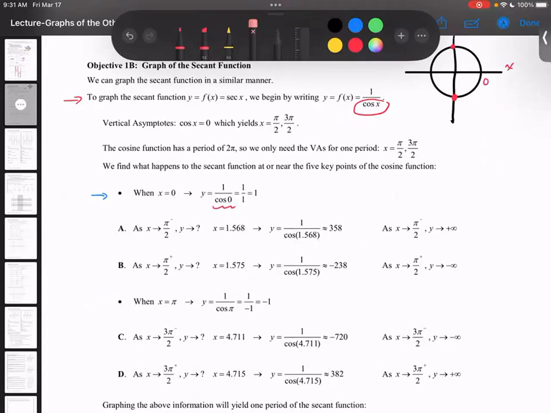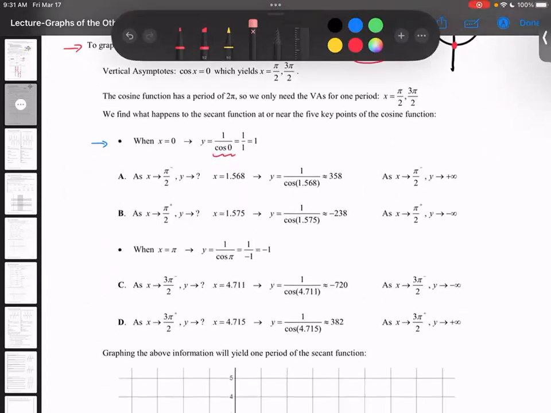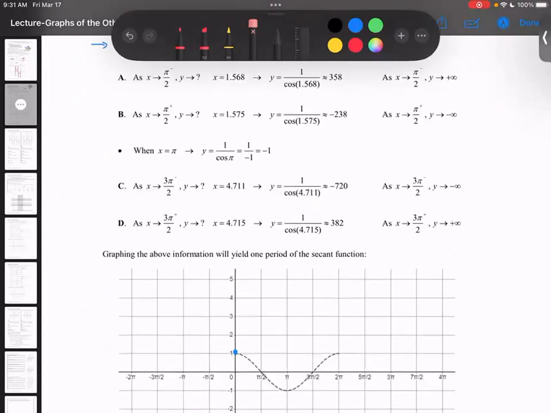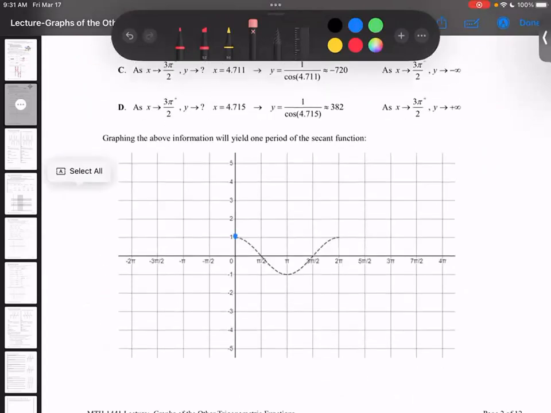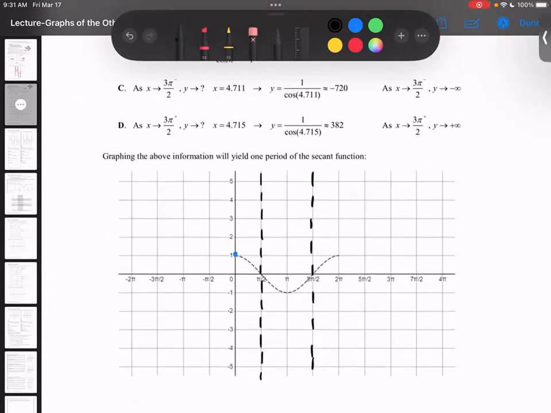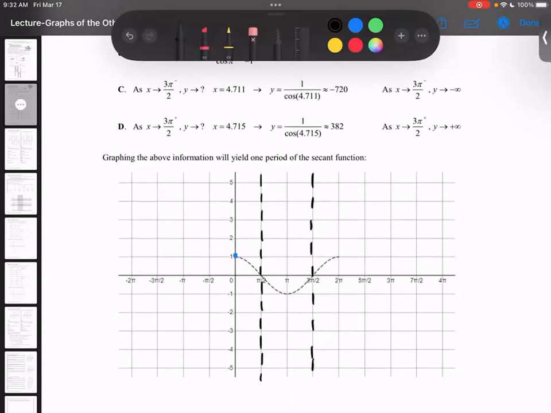Again, you do the same thing. I would suggest you draw the vertical asymptotes down. So I have pi half and 3 pi half. That's my two vertical asymptotes. What I'm going to do next is assess the points around those vertical asymptotes.